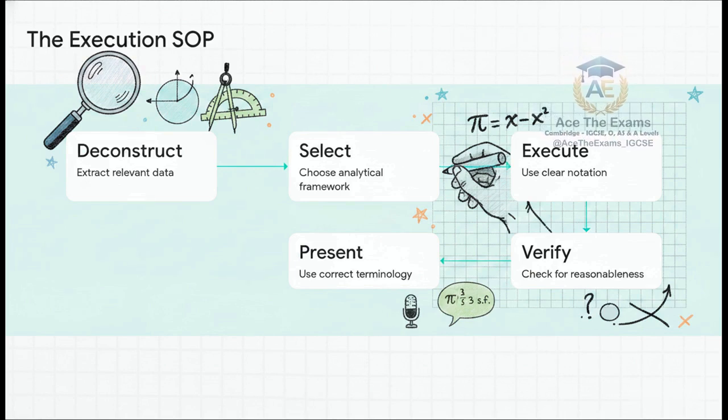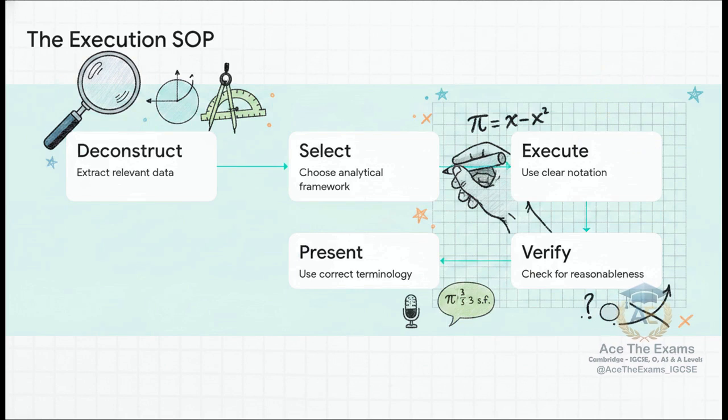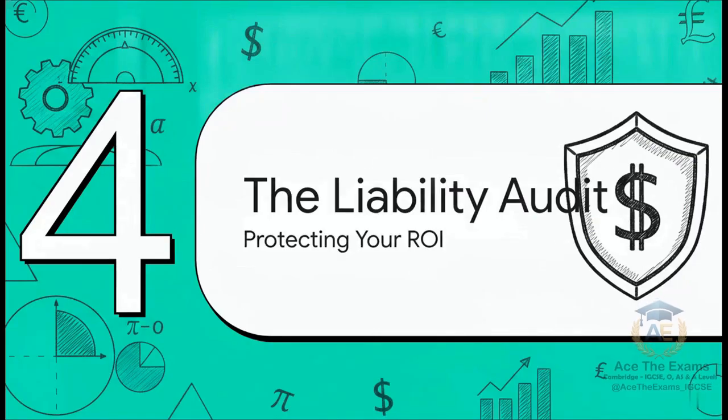Step 5, present with correct terminology. Use exact forms like pi/3 if the Cambridge command word strictly demands it, or round precisely to 3 significant figures according to standard corporate conventions. Section 4. The Liability Audit. It is time to protect your return on investment.